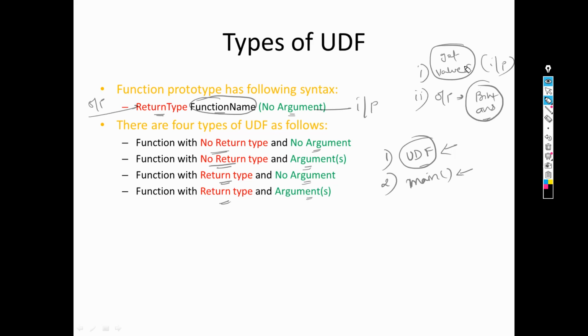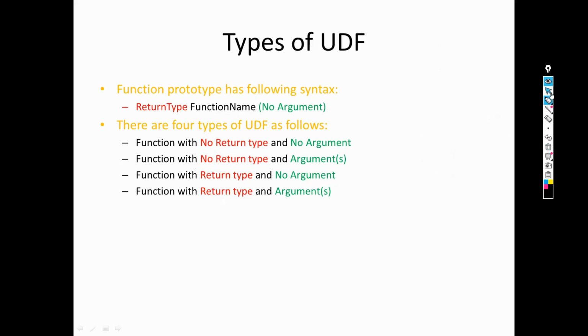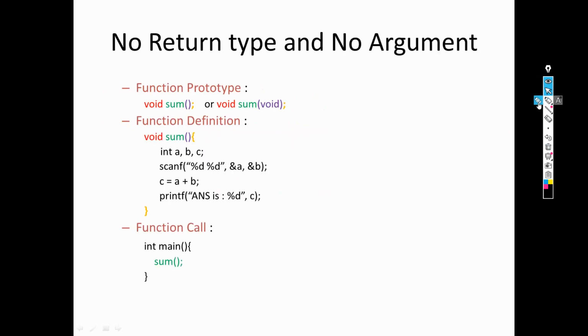Okay, and that can be done either in UDF or in main function. Now we take each of these types and try to understand. First is no return type and no arguments, meaning a user defined function. This is my user defined function. It is not taking any value from main and it is not giving any value to main.